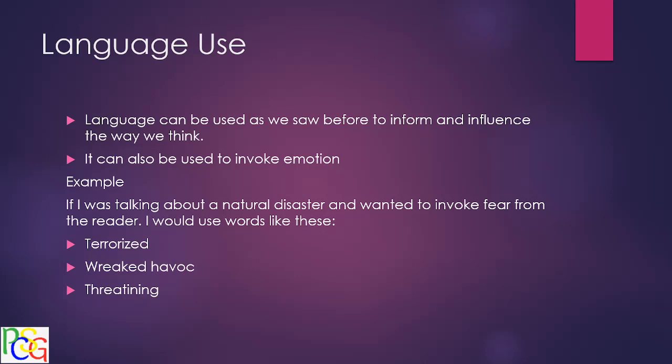I have an example. If I was talking about a natural disaster and I wanted to invoke fear from the reader, or a sense of fear into the reader, to fear this thing that I'm talking about, whether it be a hurricane, a tornado, a volcano, or earthquake, whatever the correct thing, I'd use words like terrorized, wreak havoc, threatening. You know, that language, the language that I use, I could have said that is dangerous. I mean, anything could be dangerous, really. Even sitting in your house could be dangerous. A tree could fall from outside on the house.